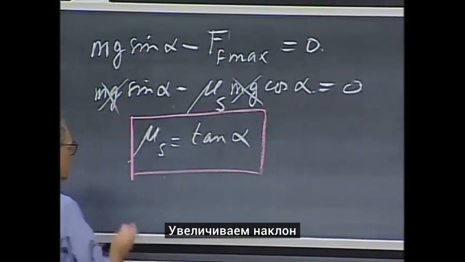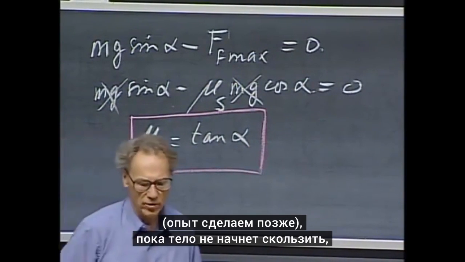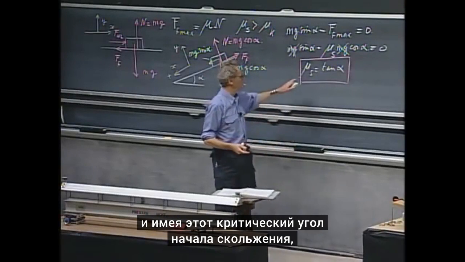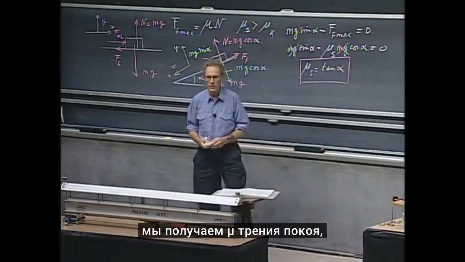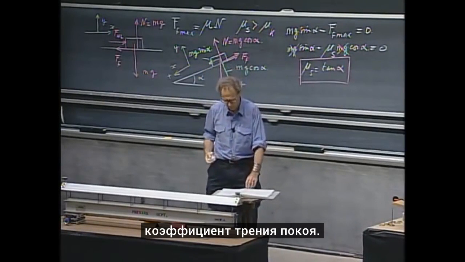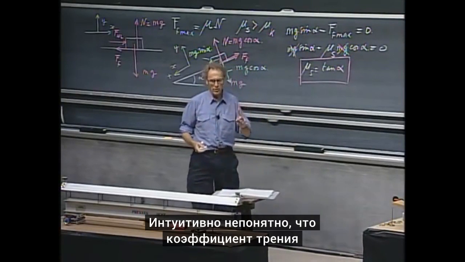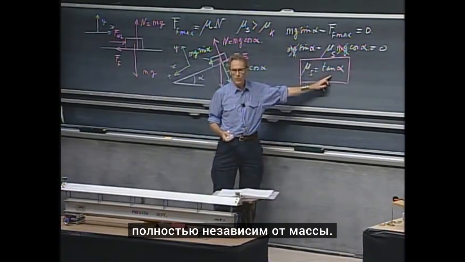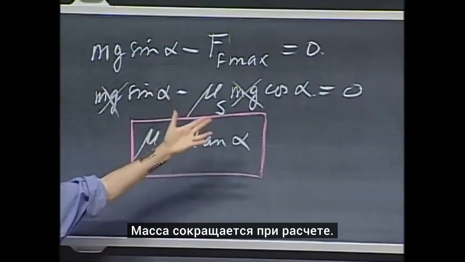So you increase the tilt. We will do that later until it starts to slip, and then at that critical angle that it starts to slip, you have a value for mu_s, for the static friction coefficient. It is very non-intuitive that this friction coefficient is completely independent of the mass. The mass has disappeared.